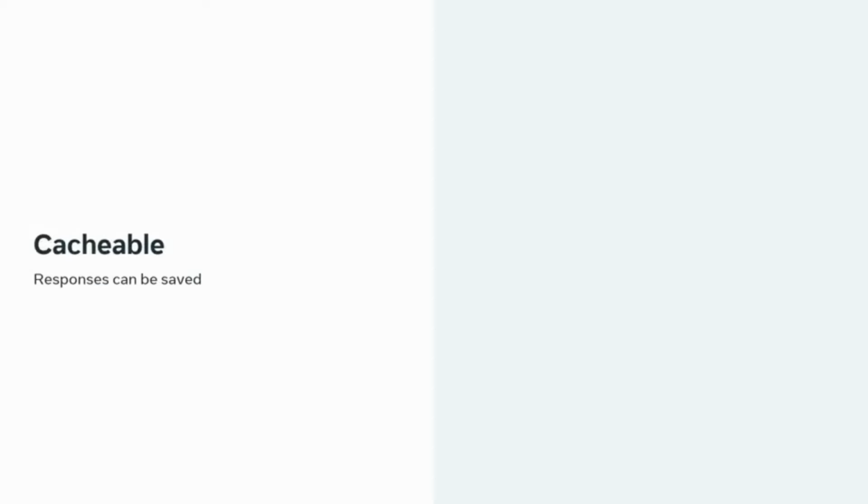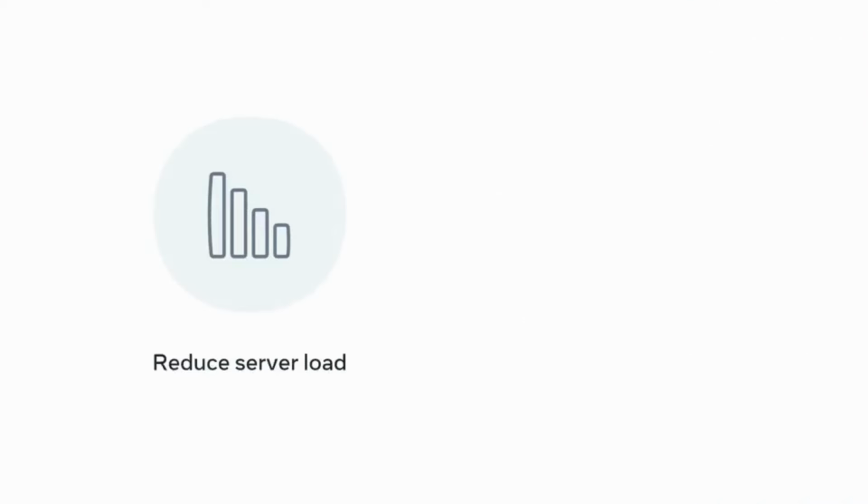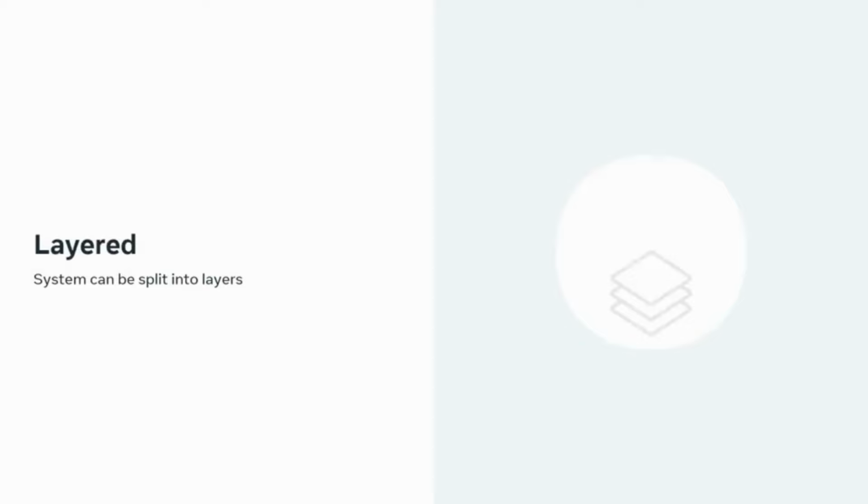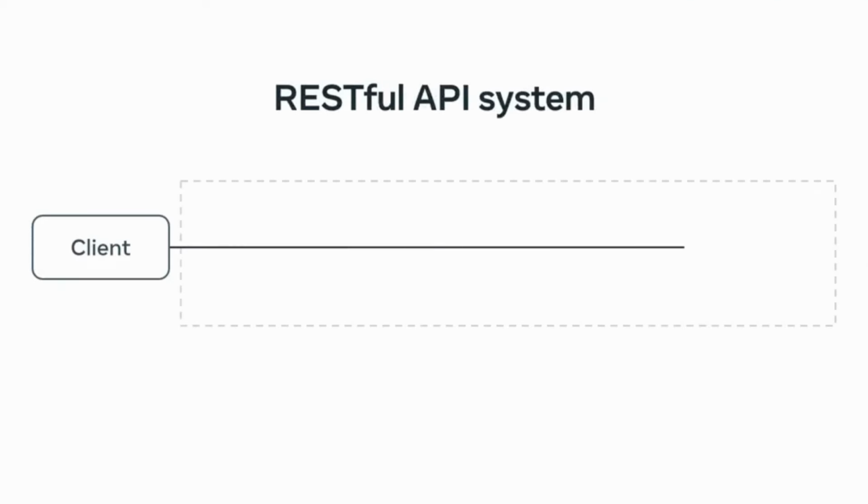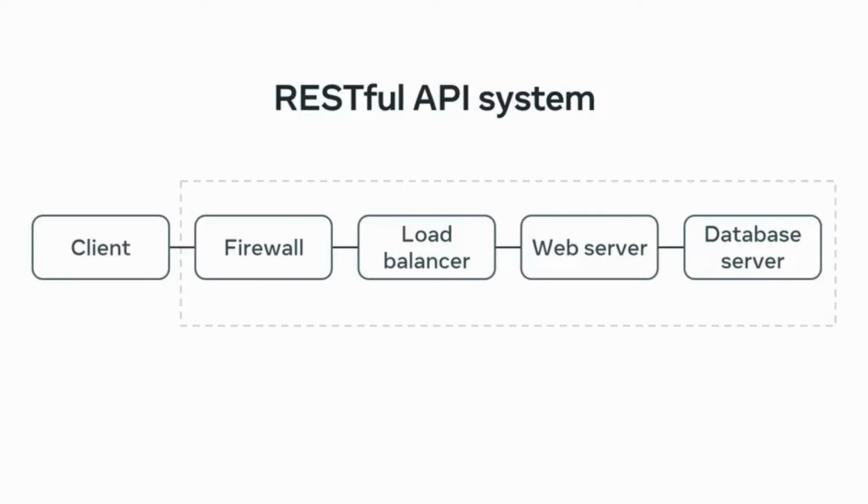The API should also be cacheable. This means that responses can be saved by a web browser or a server or any system. This caching process can help to reduce the server load by using the API result from the cache, instead of making an actual request to the server every time. Layered means that the entire system architecture can be split or decoupled into multiple layers, and you should be able to add or remove a layer at any time. The following diagram will make this layering more understandable. Layers of a RESTful API system could include a firewall, load balancer, a web server, and a database.